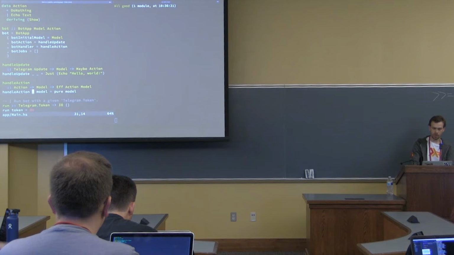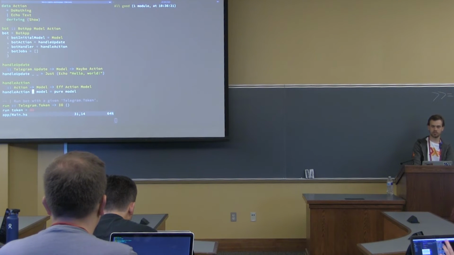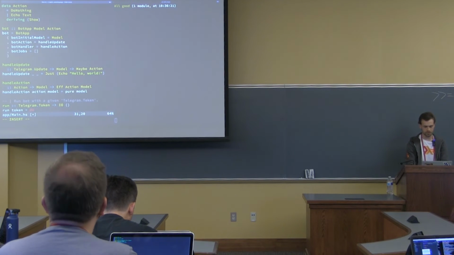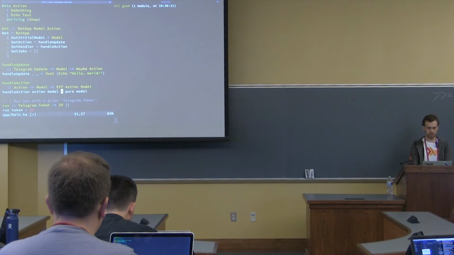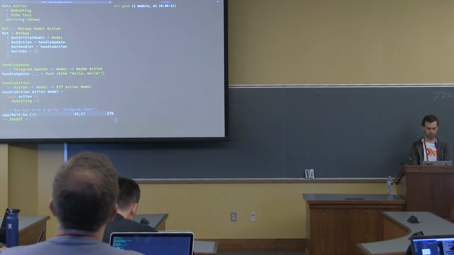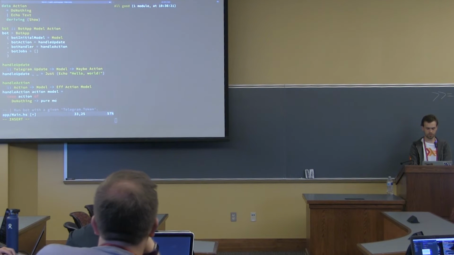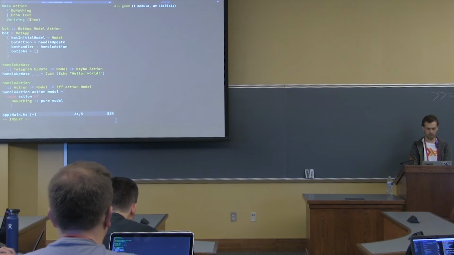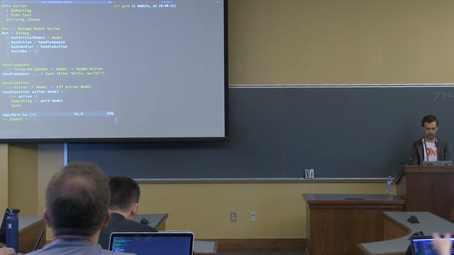All right, so now in handle action, we can actually have different handlers for different actions, right? So I will do this in this way. I will have case action of. And here I will just do what we have, do nothing, and that just returns pure model. We do nothing. And now we have echo and some message, right?